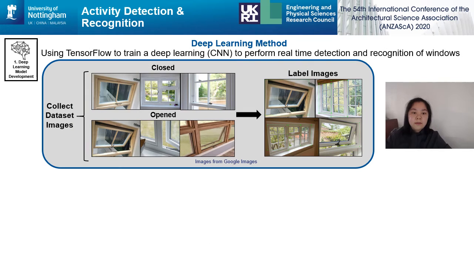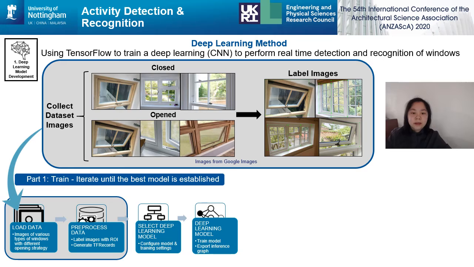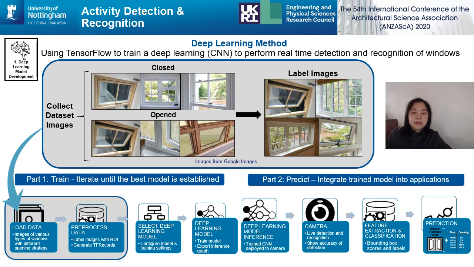This shows the images of closed and opened windows, which were collected and labeled as the selected response outcome. It formed the initial part of the deep learning model process, where TensorFlow was used to train a deep learning CNN model to perform real-time detection. Part 1 consists of the data analysis and the development of the deep learning model. Part 2 consists of utilizing the trained model to provide live detection and recognition.